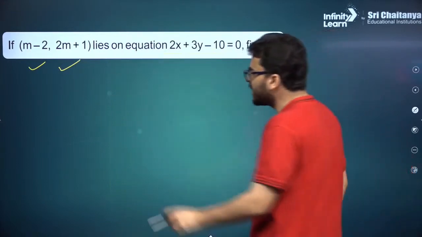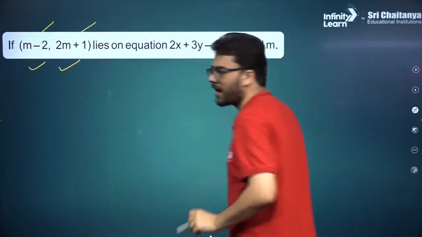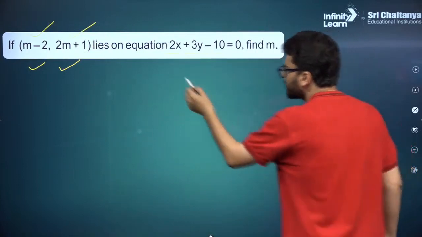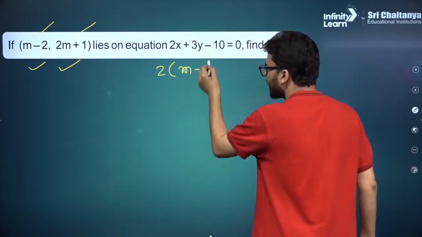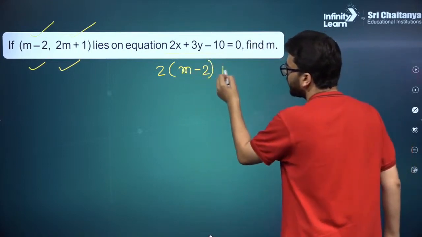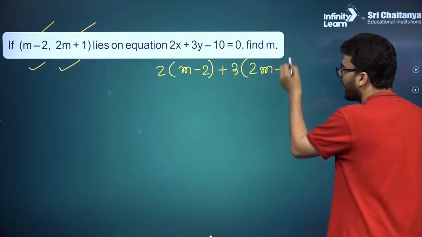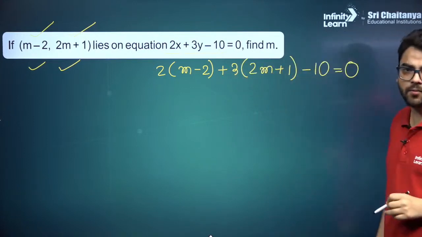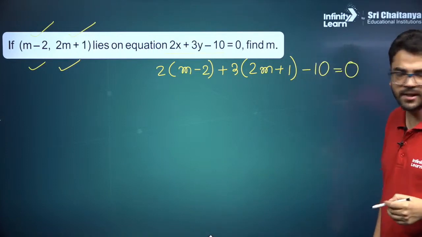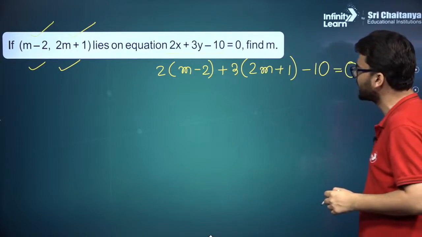values. It means in place of x, I can put this value. In place of y, I can put this value. Correct? So in place of x, I can put m minus 2 over here. And in place of y over here, I can put 2m plus 1. And minus 10, that is equal to 0. So this is a simple linear equation in one variable. You can solve it. Let's see, Jayashree. So 2 into m minus 2 and 3 into 2m plus 1 minus 10 is equal to 0.